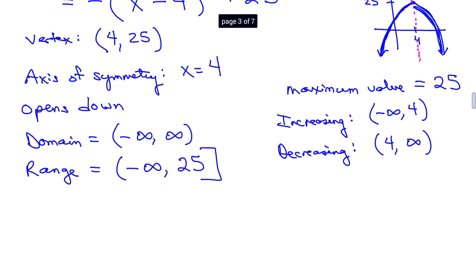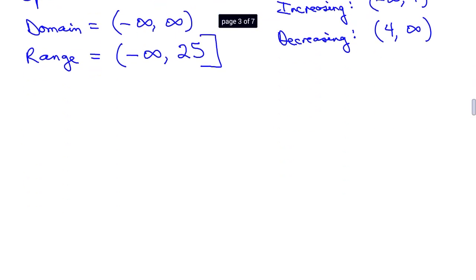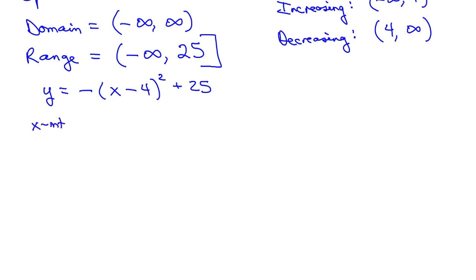Let's find the x and y intercepts. So again, let me remind you of the equation. It's y equals negative (x minus 4) squared plus 25. The x-intercept is when y is equal to 0. So take the equation, negative (x minus 4) squared plus 25, and set it equal to 0.